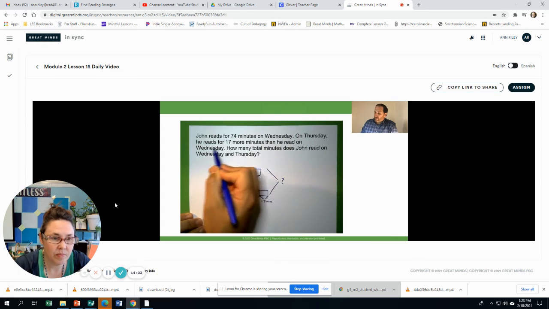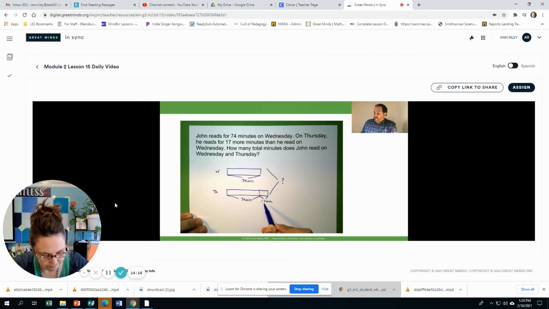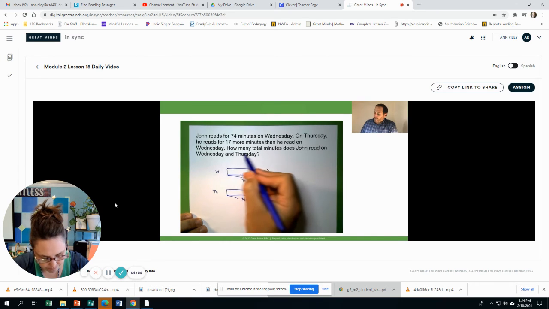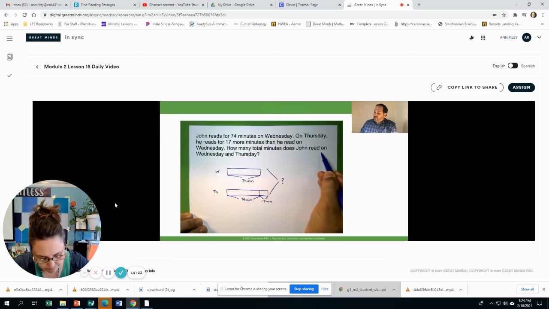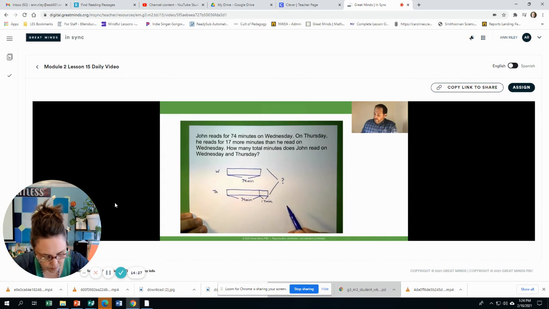And it says in the problem on Thursday, he reads for 17 more minutes than he read on Wednesday. So for Thursday's tape diagram, I drew the same length as I did for Wednesday to represent 74 minutes, and then tacked on a little bit more for the 17 more minutes that he read on Thursday. The problem is asking me how many total minutes does John read on Wednesday and Thursday, so I know I'm trying to find that total. So I drew brackets on the side for both tape diagrams and used my question mark to represent that total.